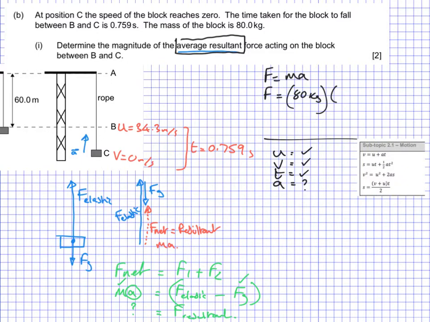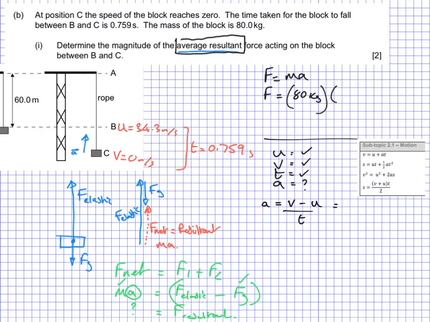So here's our data sheet. We're looking for the equation that does not have S in it. Well, that's our first one here, isn't it? V is equal to U plus AT. So I'm just going to rearrange that and solve for acceleration. So acceleration is V minus U divided by T.